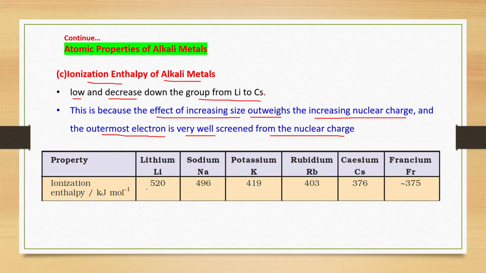You can see this table. Ionization enthalpy of these metals is given in kilojoule per mole. For lithium, this is 520 and this continuously decreases. Clear?